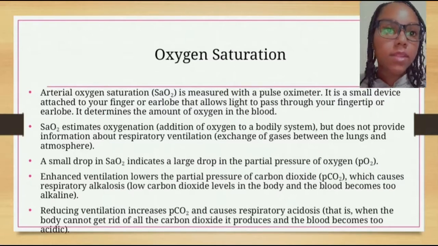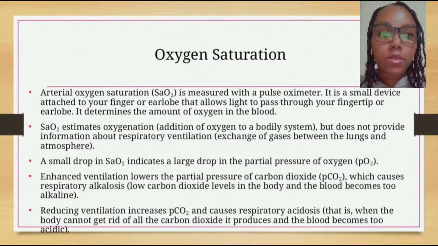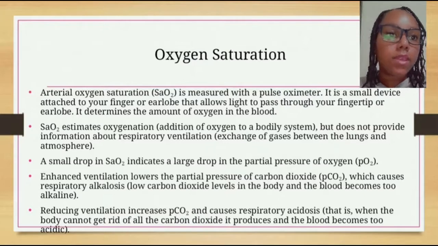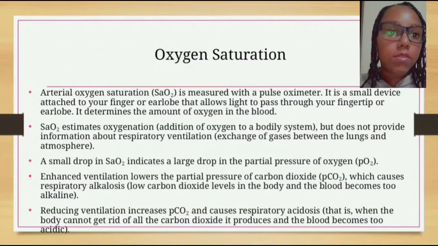Enhanced ventilation lowers the partial pressure of carbon dioxide, which causes respiratory alkalosis, which is low carbon dioxide levels in the body, and the blood becomes too alkaline or basic. Reducing ventilation increases the partial pressure of carbon dioxide and causes respiratory acidosis. That is when the body cannot get rid of all the carbon dioxide it produces and the blood becomes too acidic.